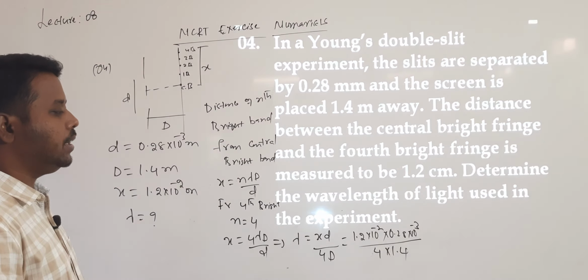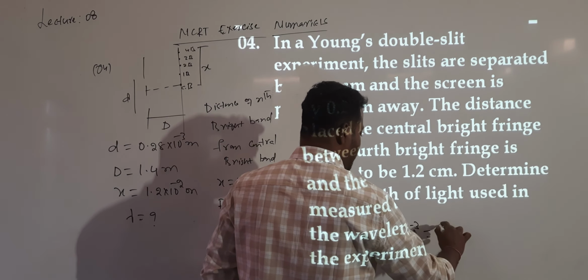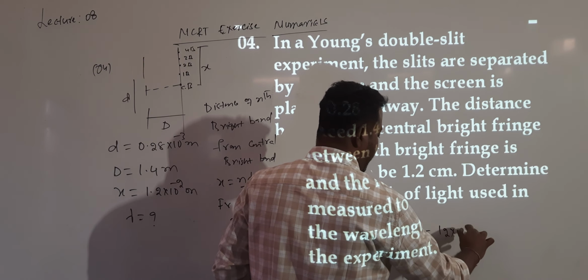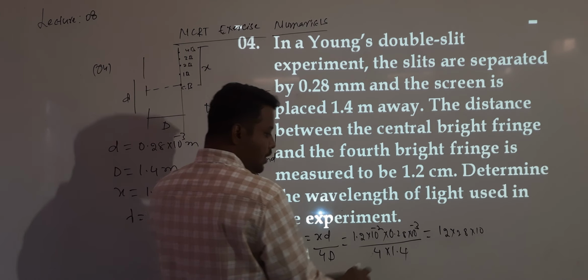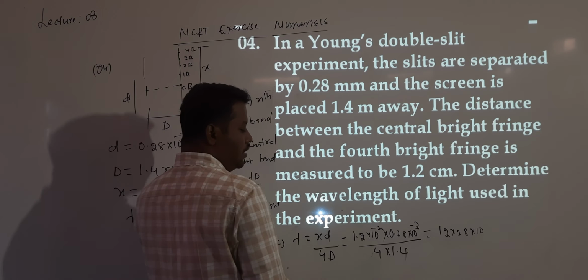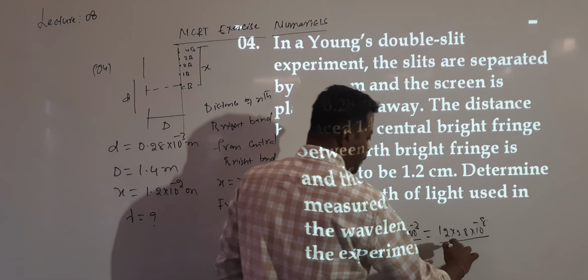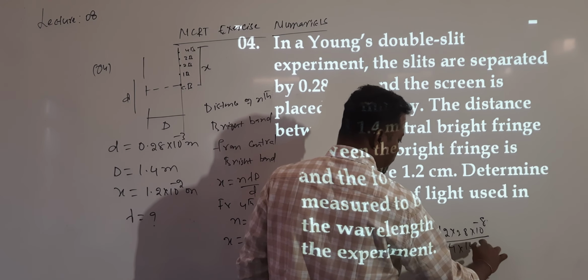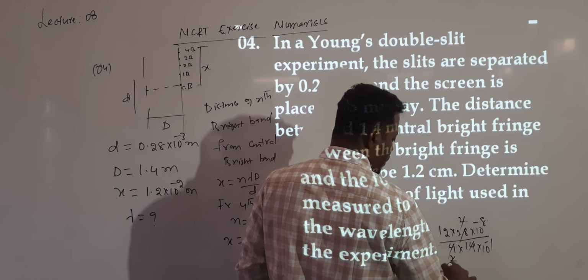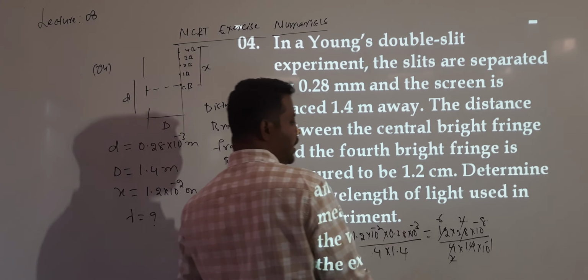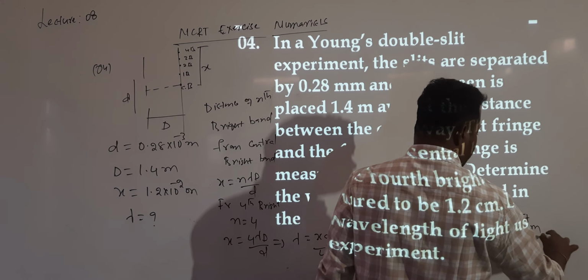Capital D value will be equal to 1.4. Can I remove decimals first? Can I write 12 into 28 into 10 power how much? Minus 2 minus 3 minus 5, and here minus 2, here minus 1, that is minus 8. So 10 power minus 8 divided by 4 into 14 into 10 power minus 1. 14 ones are 14, twos are 2, 2 sixes are 12. So the answer is given by 6 into 10 power minus 7 meters.